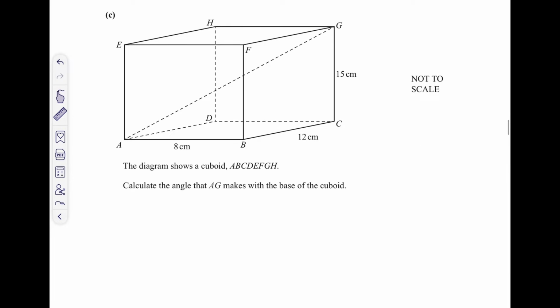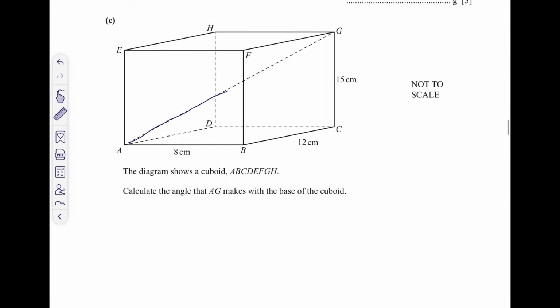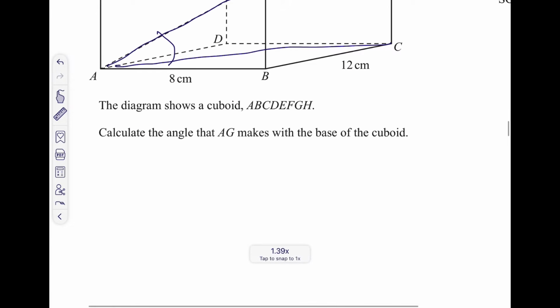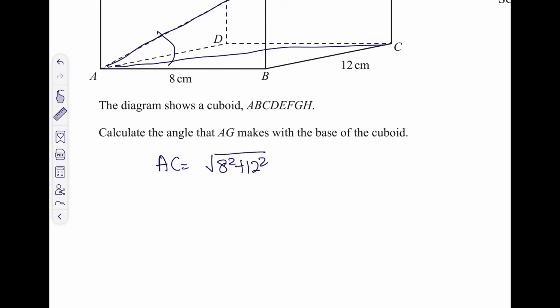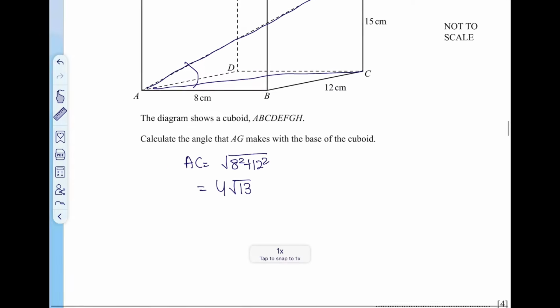Moving on, the diagram shows a cuboid ABCDEFGH. Calculate the angle that AG makes with the base of the cuboid. AG is this length, so we're going to find this angle. For this angle, you have to find the length AC first. AC is the square root of 8 squared plus 12 squared. When you do that, it is going to give you 4 root 13. I'm not going to write the whole value here.